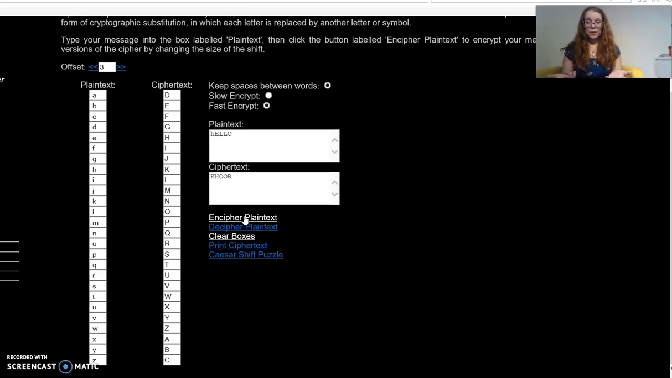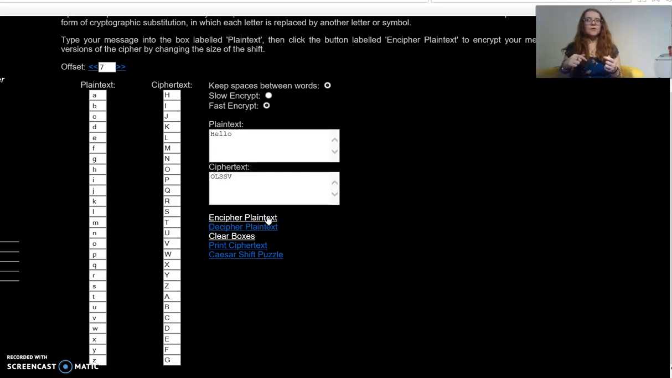The great thing about this website is that you can do something called offsetting. So if I clear my box and you go, right, I don't want my cipher to be the same as Caesar's, I want to make Miss Rutherford's cipher. So I'm going to change it so that it shifts 7. And you can see that my cipher text has changed. So now, when I type in hello, I've got a different version. It's still the same word.